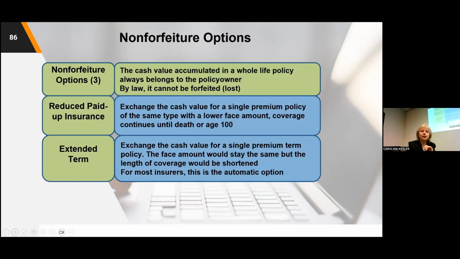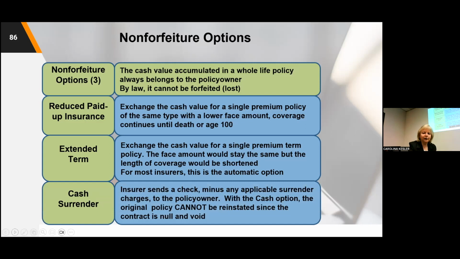Okay. Extended term is the automatic non-forfeiture option. If you didn't choose any, then they will make it extended term. Extended term will be the same face amount. So it's the highest face value, right? Because it stays the same as what you have, but it's only for a period of time. It might be for 1 month. It might be for 5 years. It depends how much cash you had in there, but it will be the same face amount. So extended term is the automatic and it has the highest face amount, right? Reduced paid up lasts the longest because it goes to age 100. And the cash, everything's done as soon as you take your cash, right?